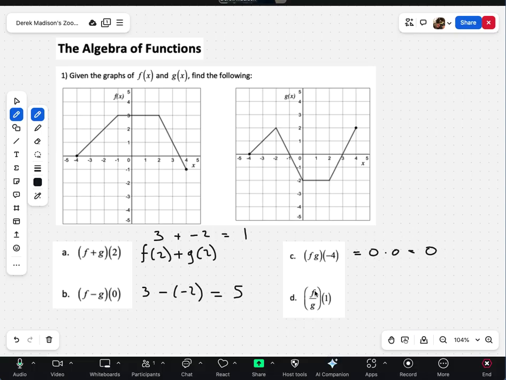And then f divided by g evaluated at 1. So when x is 1, the output of f is 3. And g of 1 would be negative 2. And we don't love negatives in denominators, so I'll just rewrite that as negative 3/2 that way.